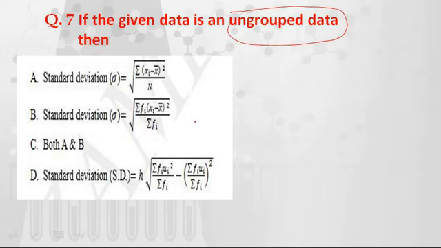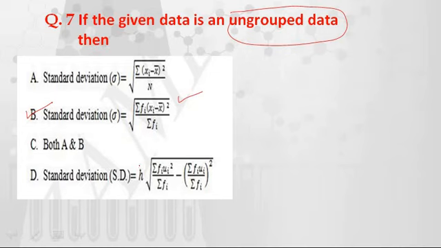So for ungrouped data, again, as we have seen in question number 6, ungrouped data is the data in which the value of the variable is given along with its frequency distribution. So obviously for that, option B is the correct answer. If the given data is ungrouped data, standard deviation is given by this formula. Summation fi, frequency is there, mean we have to find out, and then summation of fi.